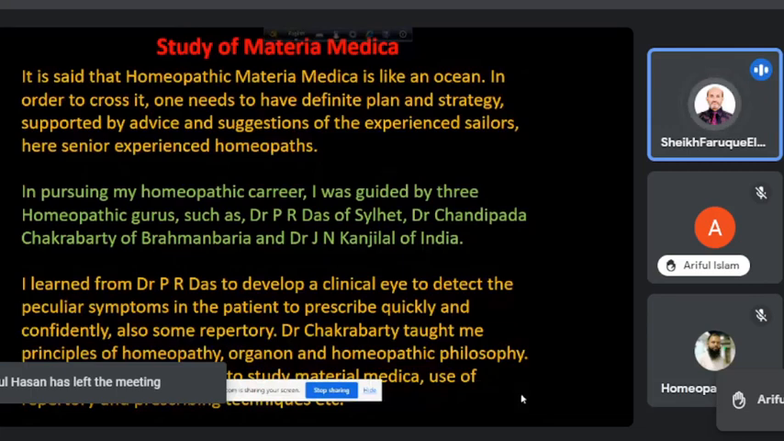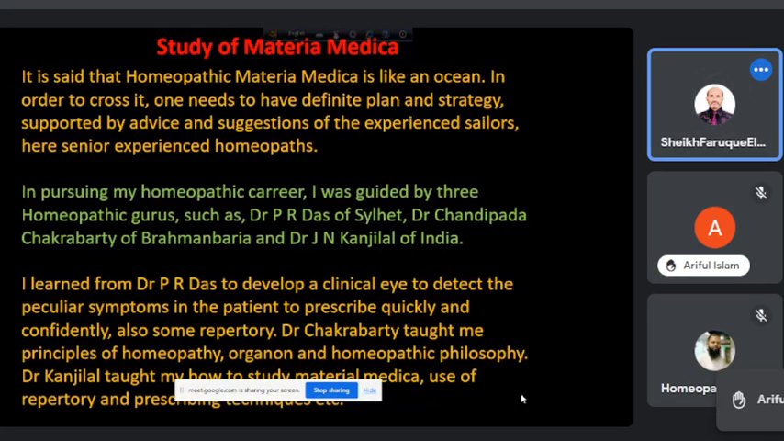Dr. Kanjilal taught me the most important thing: how to study materia medica. I used to complain to him that it is difficult for me to study materia medica, because when I study Pulsatilla, I find there are symptoms which belong to other remedies. So how can I differentiate? Because that was my first year in homeopathy.